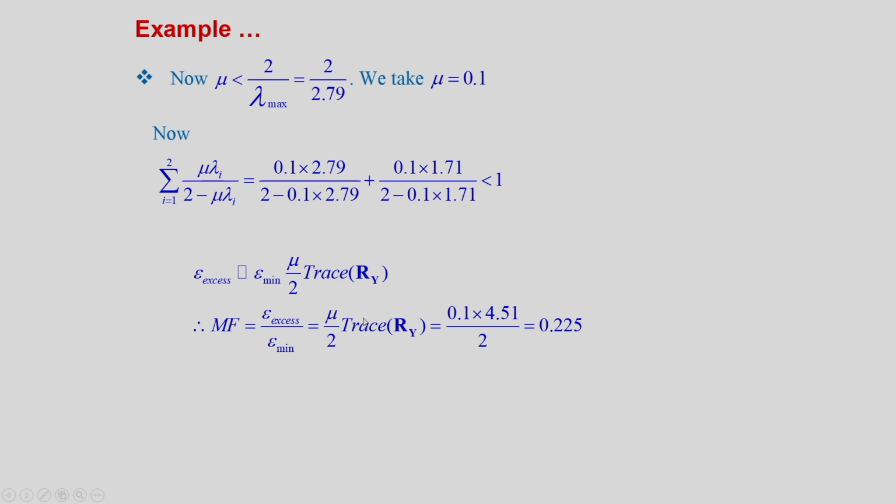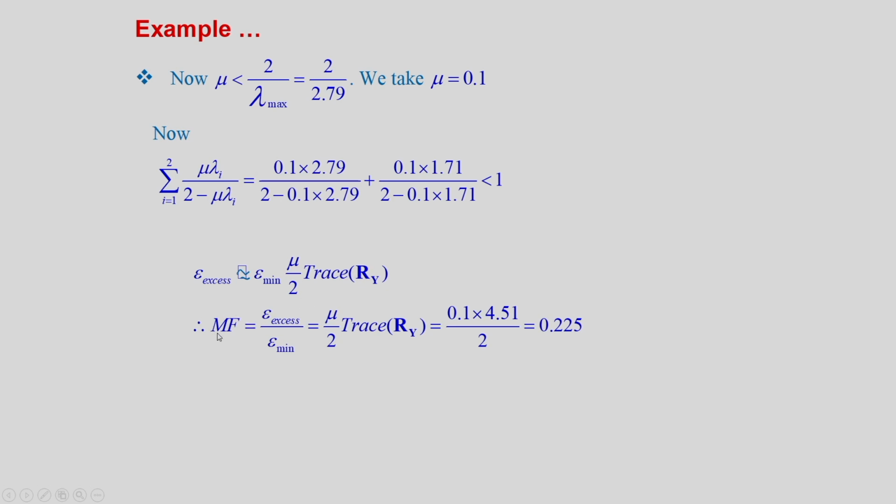And excess mean square error we can now determine. So, excess mean square error will be determined by this expression. Epsilon min, the Wiener filter mean square error, we can determine from the Wiener filter solution, and this is given, trace of Ry we can determine. So, we can determine the excess mean square error.